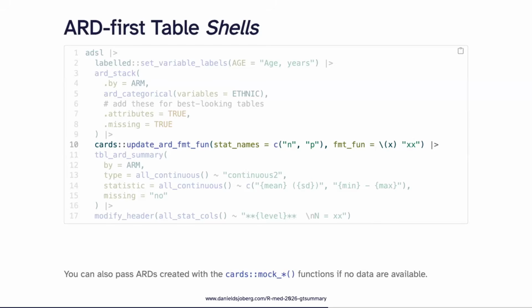And there's a set of mock functions from the cards package that help you build ARDs from absolutely nothing, not even a blank data frame. So in this case, I'm just adding this one line. For my statistics for N and P, for my counts and my proportions, I want the formatting function to always return XX. No matter what the number is, just give me XX.